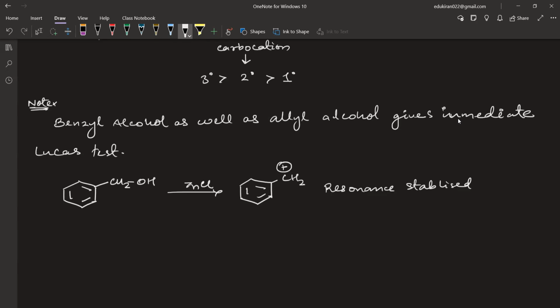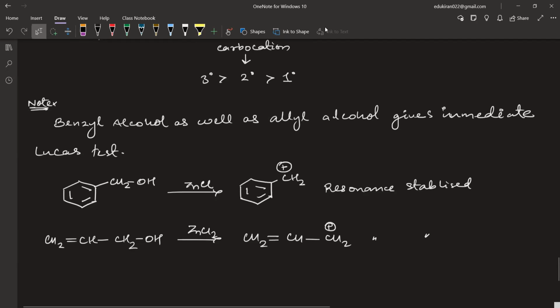Next, allyl alcohol. In allyl alcohol, what do we have? We'll have CH2, which is doubly bonded with CH, which is further bonded with CH2OH. Both of these are connected to sp3 carbon atoms, as you can see. That is a benzyl and allyl. Now, when I react this with ZnCl2, I will be getting CH2 double bond CH single bond CH2 positive. Again, this is also resonance stabilized. And that is why these give very immediate Lucas test. Is this clear? Yes or no? Please tell me. Yes, sir. Okay.